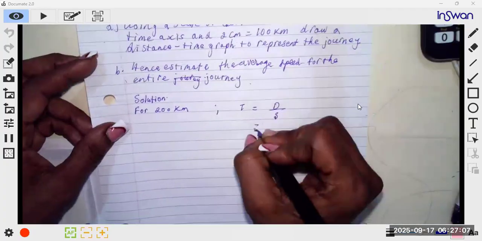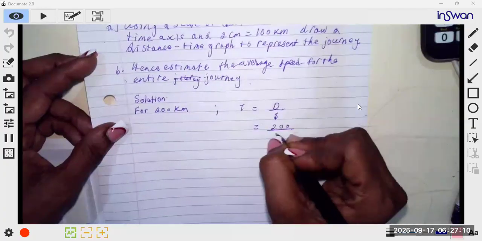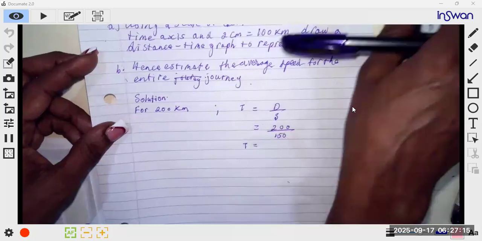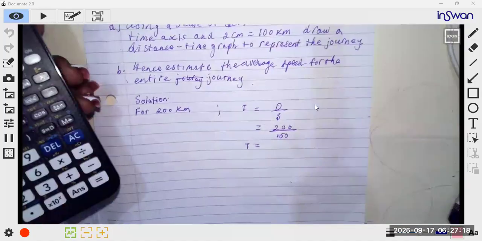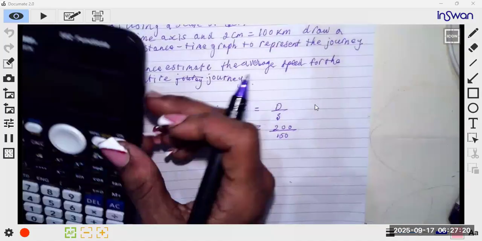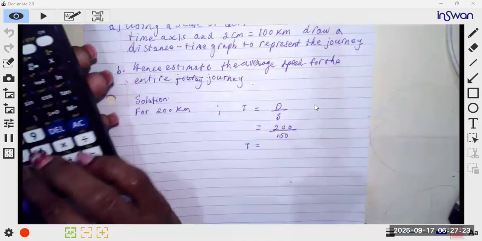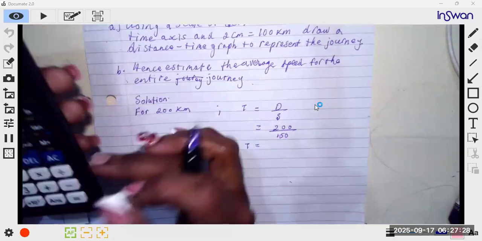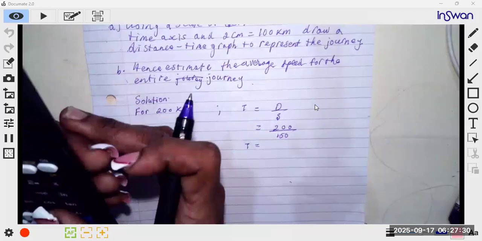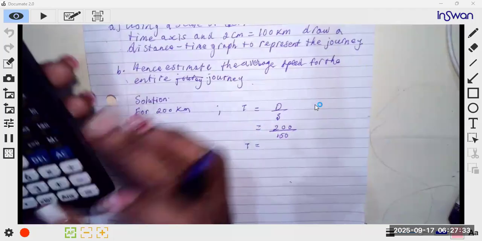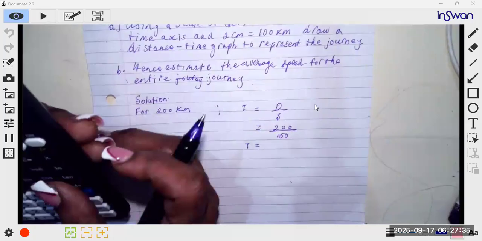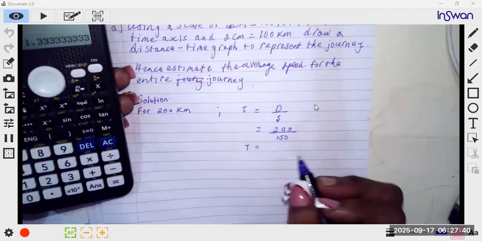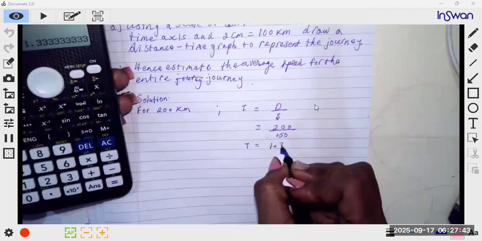So what is my distance? 200 divided by my speed, 150. So T will be equal to 200 divided by 150, which is what? 1.25? I get 1.3. 1.3 hours.